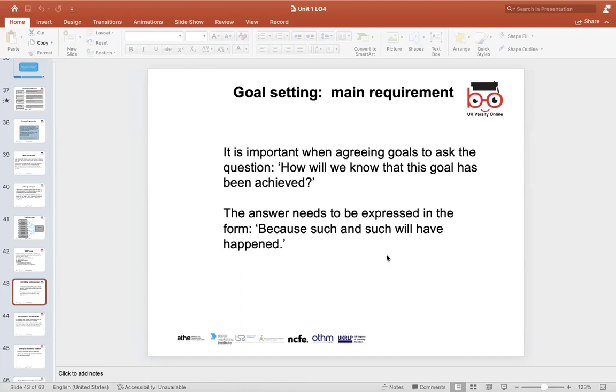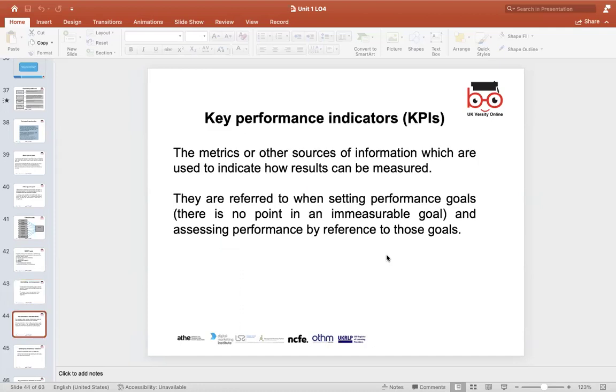And then goal setting. The main requirements for goal setting would eventually be: how do we know that this goal will be achieved? You also need to answer what you are going to do in the future because of completing this goal. This is how you're going to achieve the rest as well.